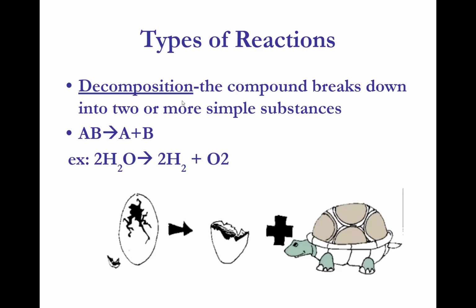A decomposition reaction is the opposite of a synthesis reaction. This is where a compound breaks down into two or more simpler substances. You have one thing, one reactant, and two or more products. If we break apart water into its components, that is an example of a decomposition reaction. Here, you have an egg. It hatches, so you have your turtle plus the eggshell.